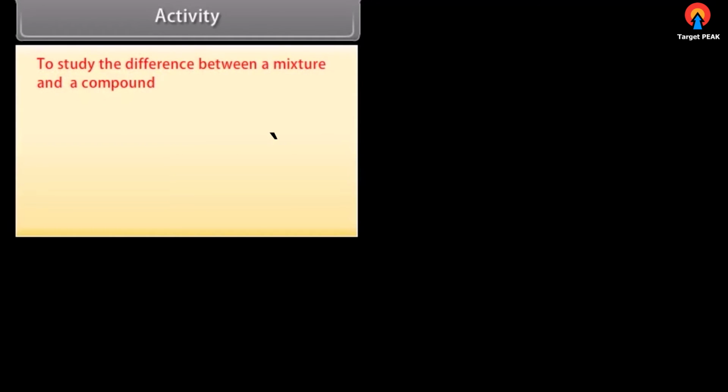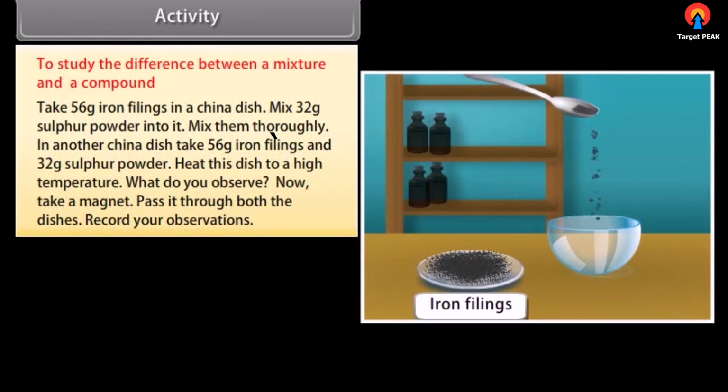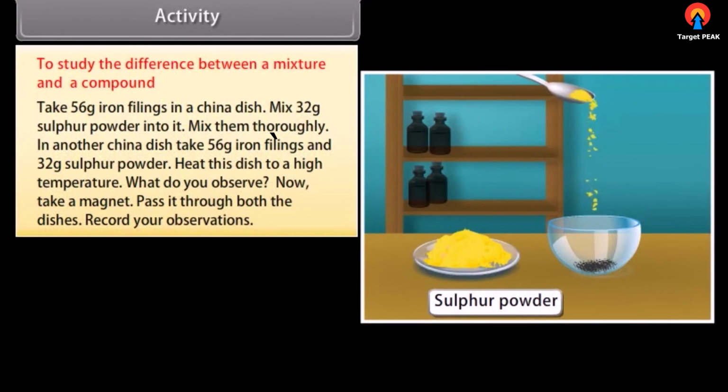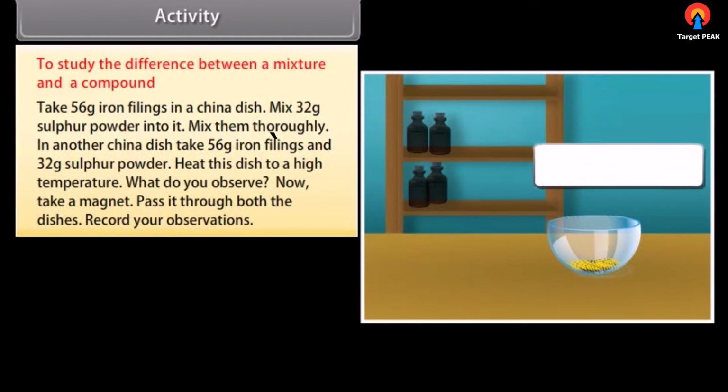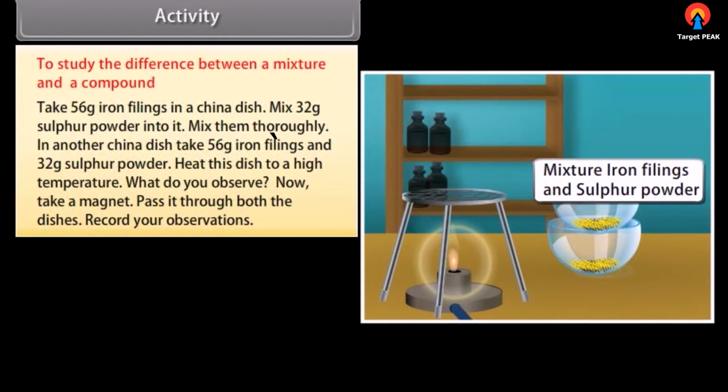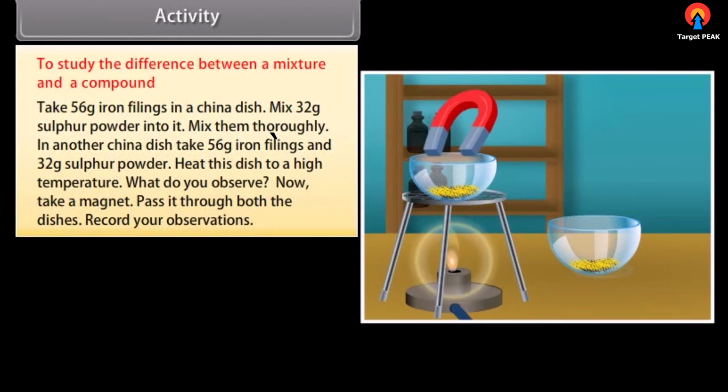Activity. To study the difference between a mixture and a compound, take 56 gram iron filings in a china dish. Mix 32 gram sulfur powder into it. Mix them thoroughly. In another china dish, take 56 gram iron filings and 32 gram sulfur powder. Heat this dish to a high temperature. Now take a magnet. Pass it through both the dishes.